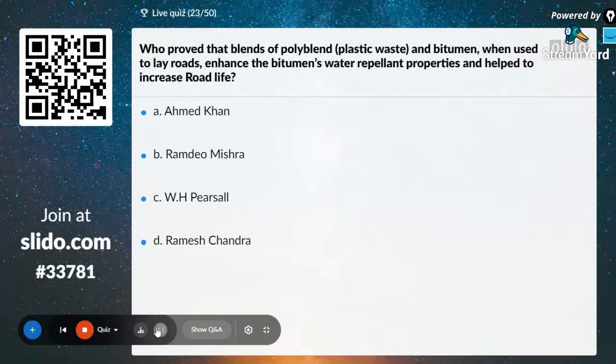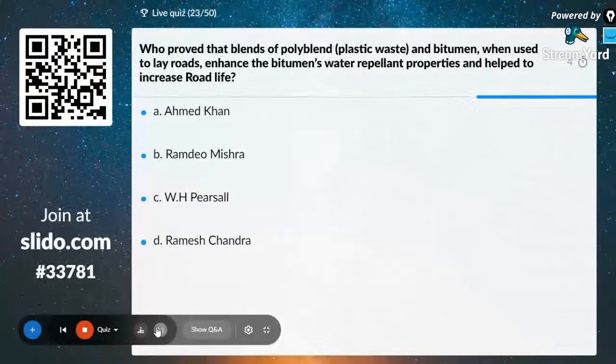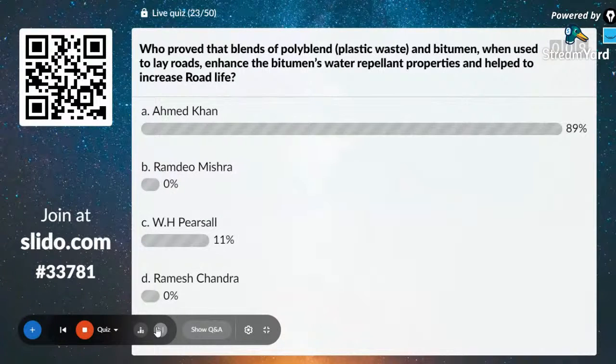Who proved that the blend of polyblend, that is a plastic waste which is used to increase the shelf life of roads, enhance the bitumen's water repellent properties and help to increase the road life? Very direct question, and this question should be expected for your NEET 2020. Ahmad Khan, Ramdeo Mishra, W.H. Pearsall, Ramesh Chandra Dagar. Guys, it is Ahmad Khan. Next question on the screen.